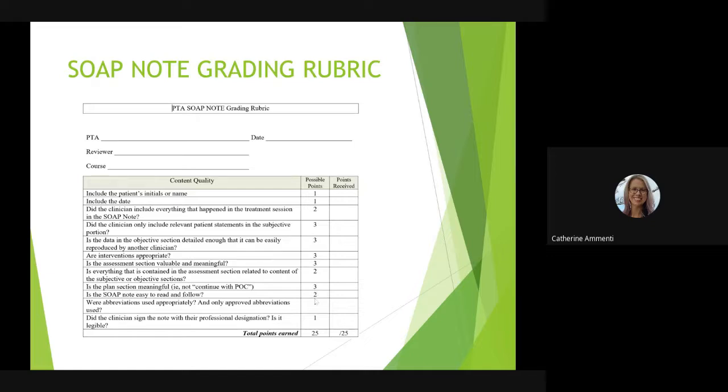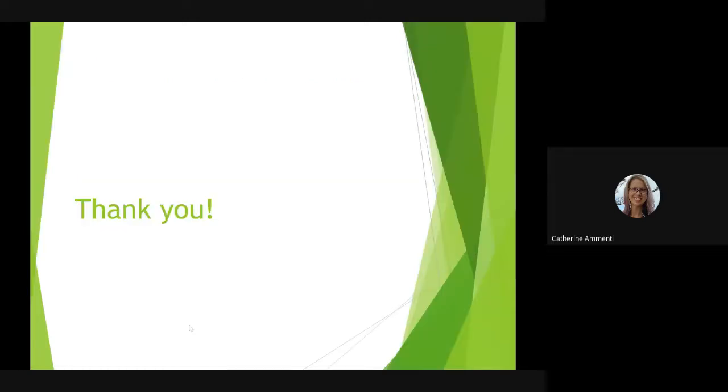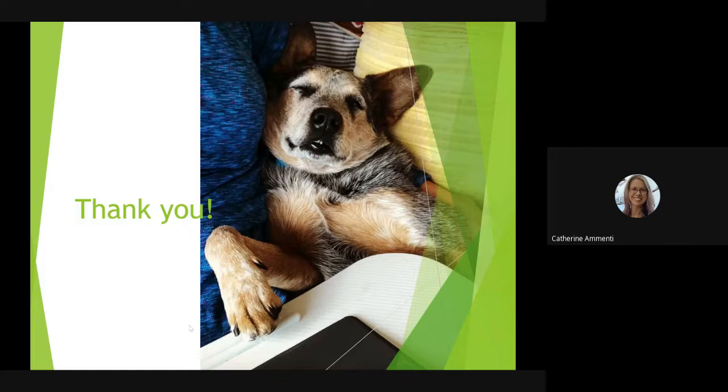The SOAP note should be easy to read and follow. Make sure you double check your abbreviations, that they're actual physical therapy abbreviations. And then make sure you sign and date your note. Make sure your patient's name is on there, and include the date. So you'll see date on here 2 times, right? Because typically you're going to say the date that you signed, so the date you signed your note is important. And if you're using a paw print, make sure you can still figure out how to enter a date in there.